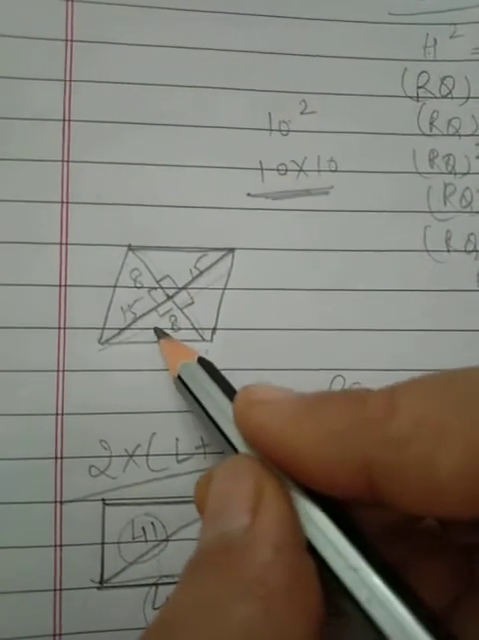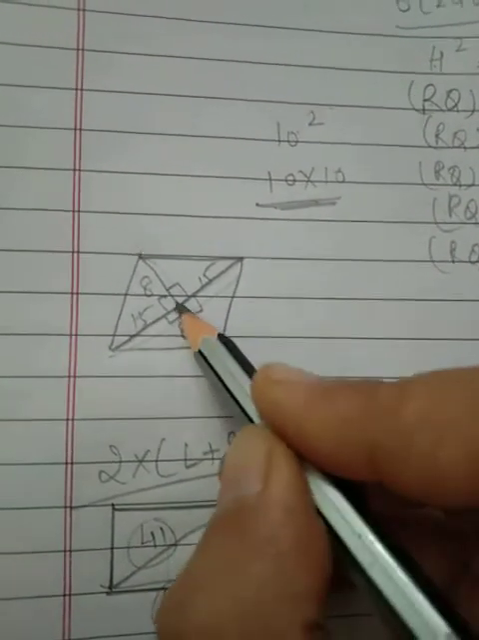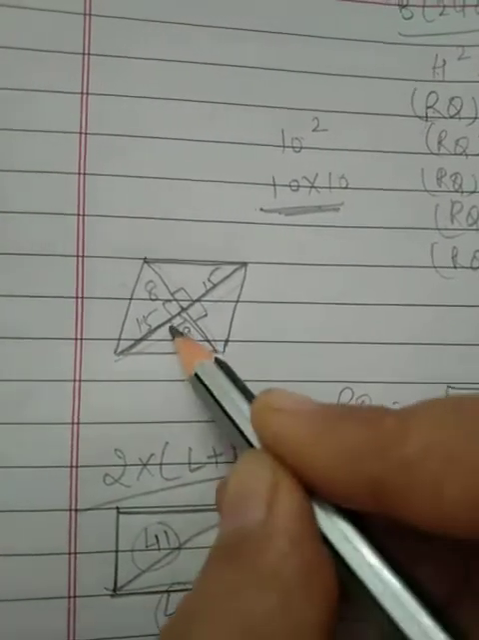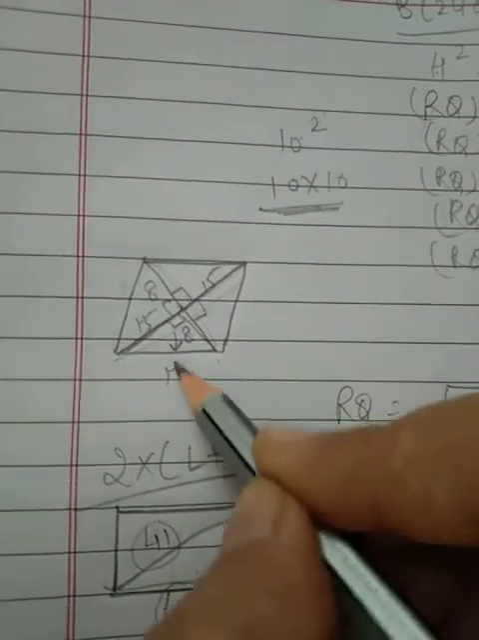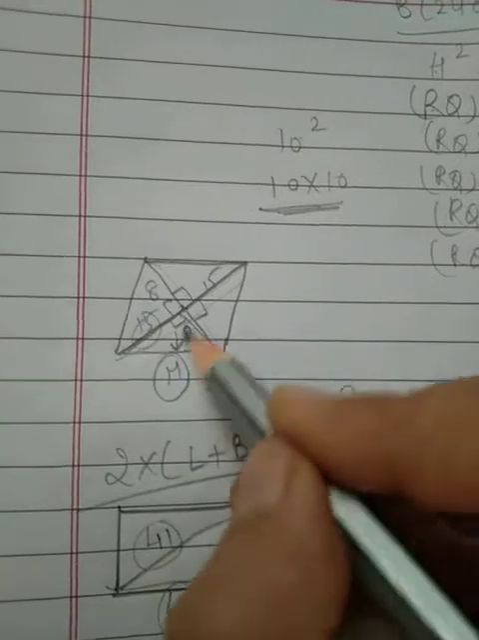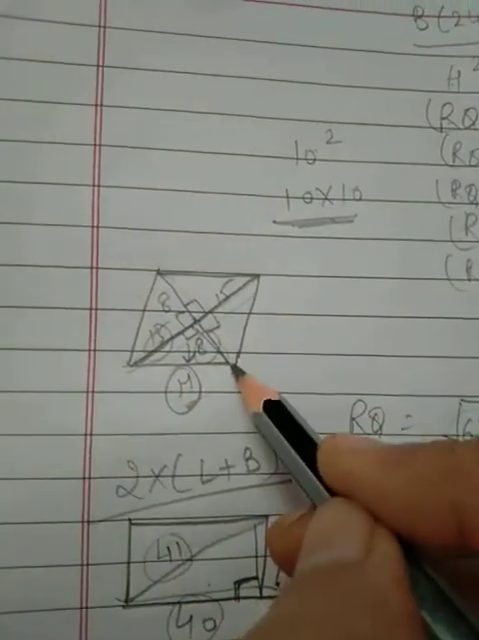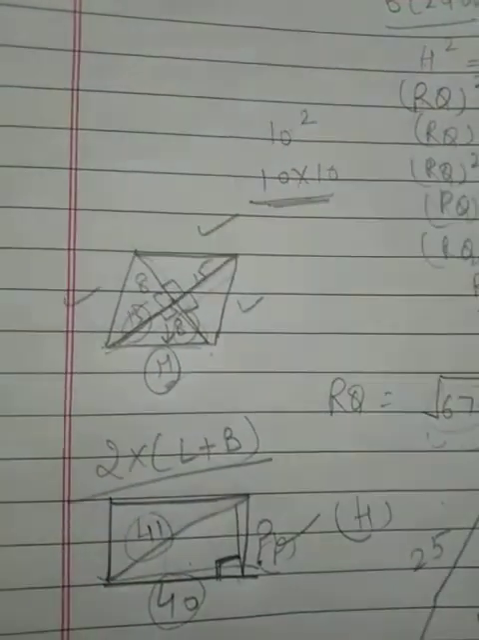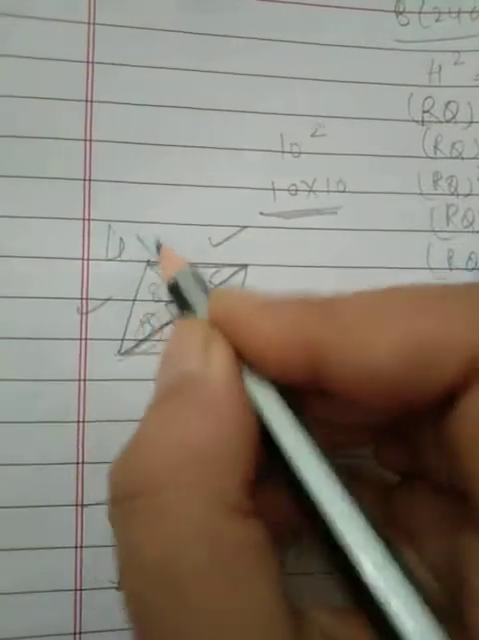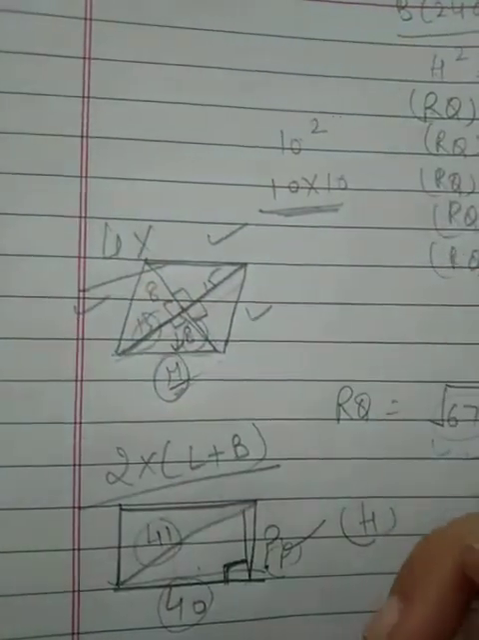Now see, this 8, this 15, you can find this one because this is 90, so this is the hypotenuse. Now 15 square plus 8 square, that is h square. From here you can find this one. If you can find this, all are the same. Now the perimeter of a rhombus is 4 multiply the given side. Okay.